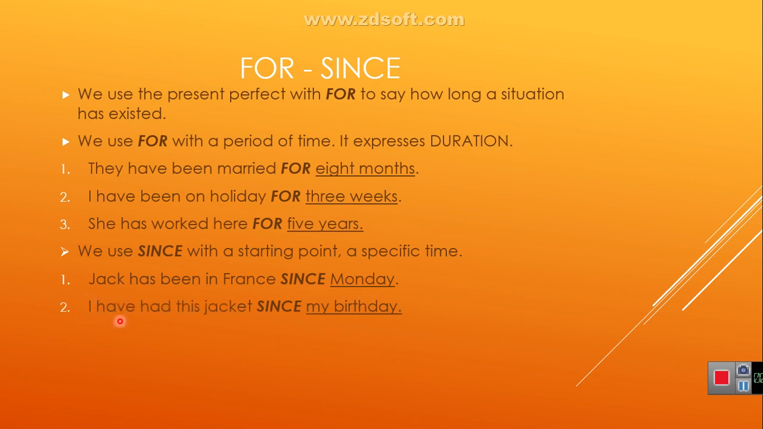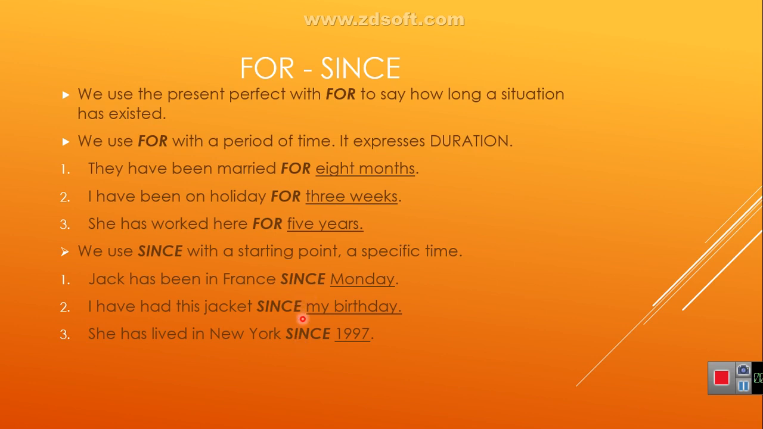Second example. I have had this jacket since my birthday. It means I got it on my birthday and I still have it till now. Present perfect with since. After since we have my birthday. Third example. She has lived in New York since 1997. It means she started living in New York in 1997 and she's still living there up till now.